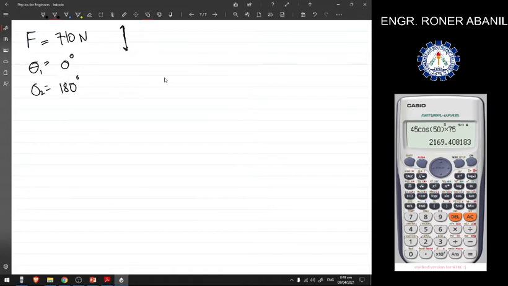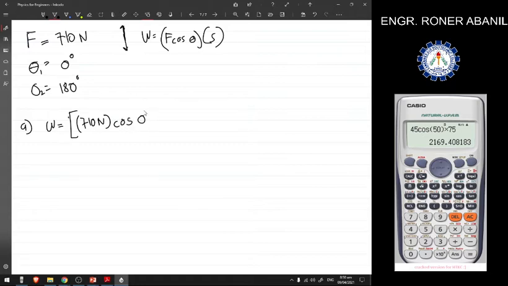So, gamitin natin yung formula na work is equal to F cosine theta. This is multiplied by S. Okay? So, during the lifting phase, no, the work done by the force F is given by this equation. So, pasok tayo sa letter A. W is equal to the force. Yung force natin ngayon is yung 710 Newton. And cosine 0. Okay? Multiply natin to ngayon ng 0.65 meters yung pag-angat niya. Okay?